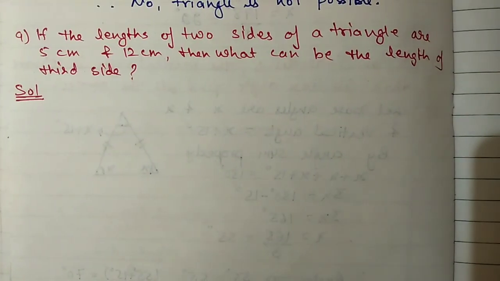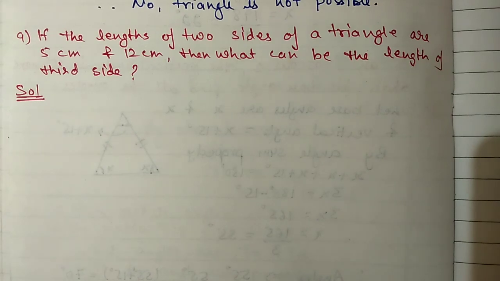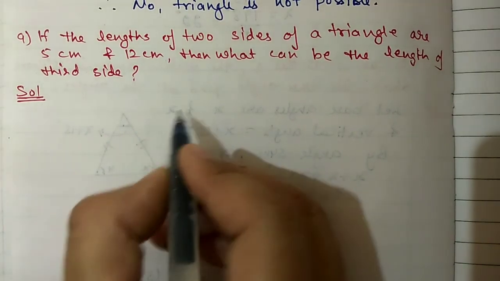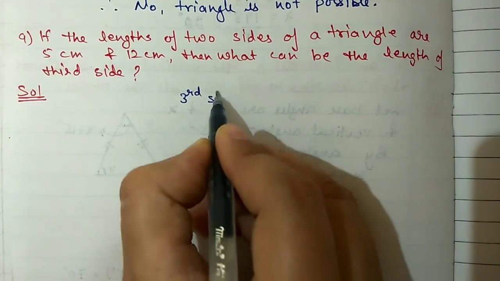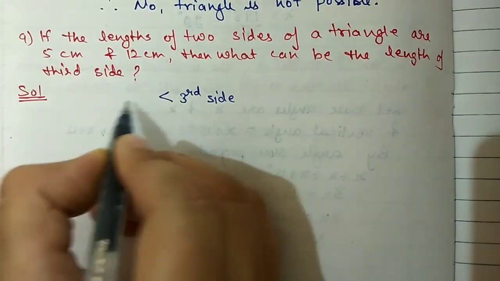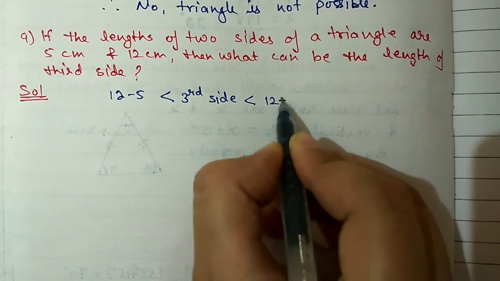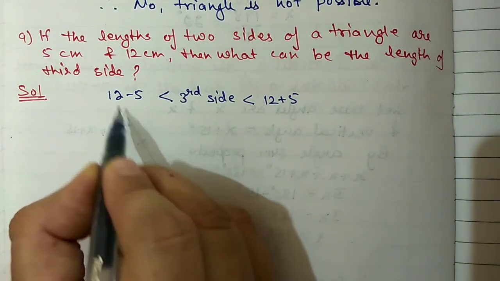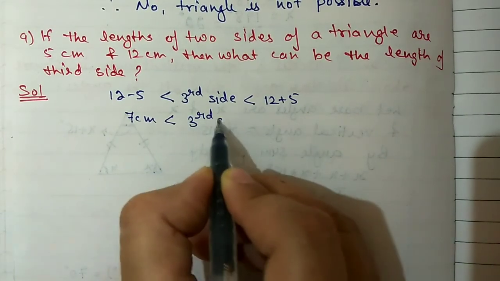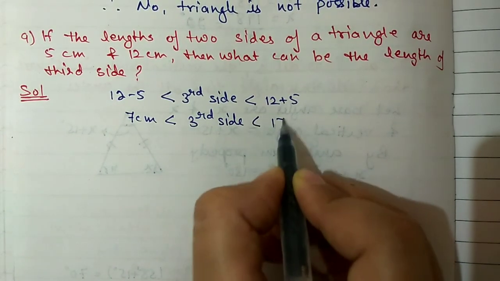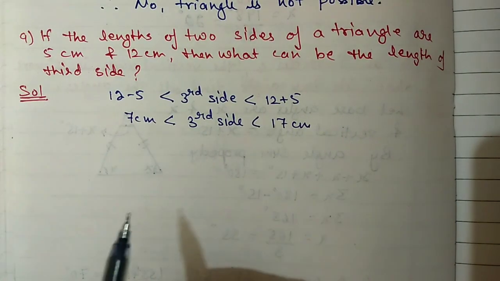Next question number 9. If the lengths of two sides are given here, 5 centimeter and 12 centimeter, then what will be the length of the third side? So this third side will always be greater than their difference and less than their sum. So the difference is here 12 minus 5, 7 centimeter, and the sum is here 17 centimeter. So this third side will be more than 7 but less than 17 centimeter.